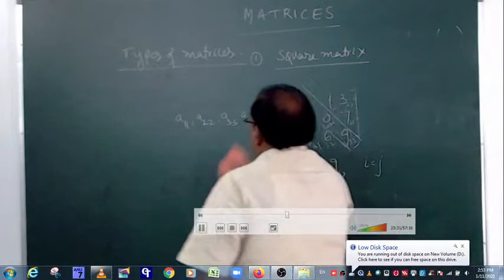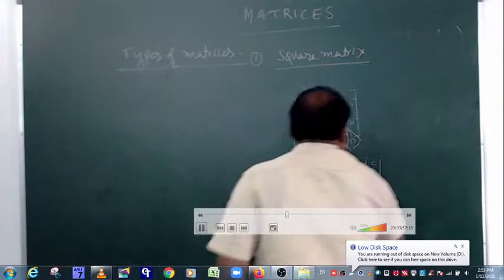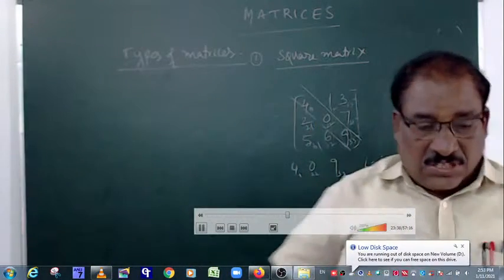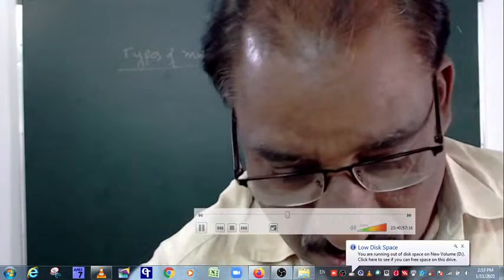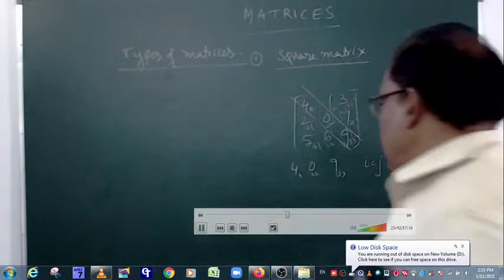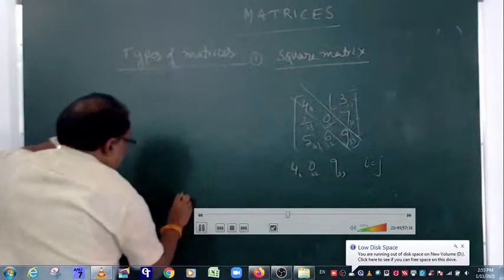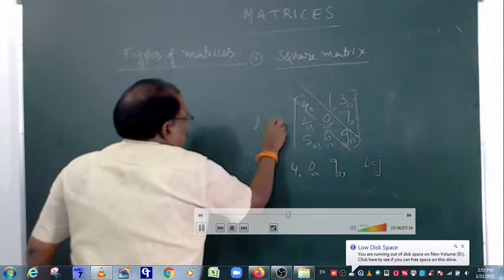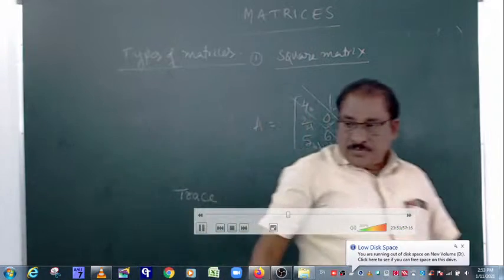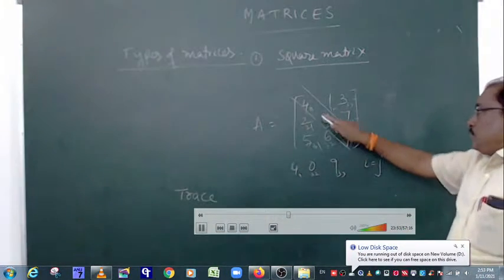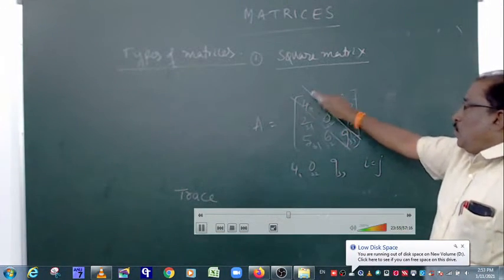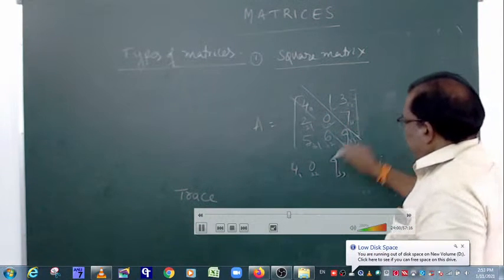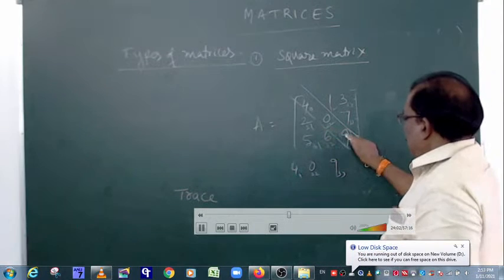And the next definition is the trace of the matrix. Suppose A is equal to 4 1 3, 2 0 7, 5 6 9.